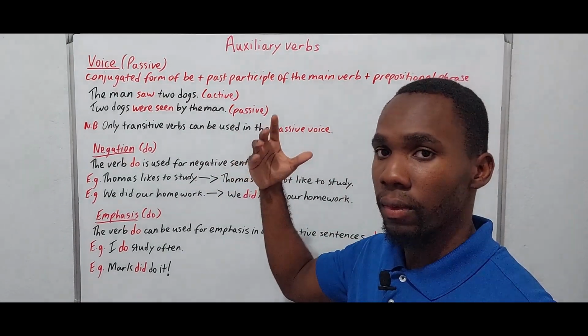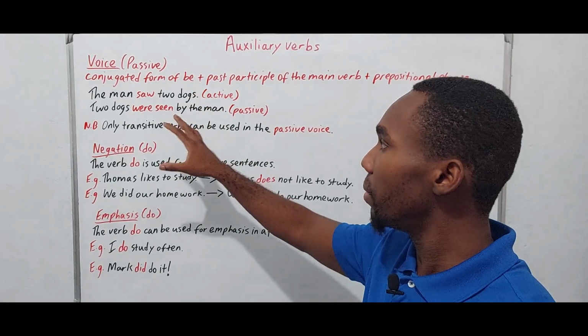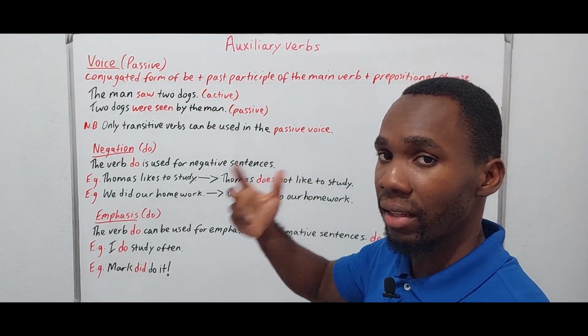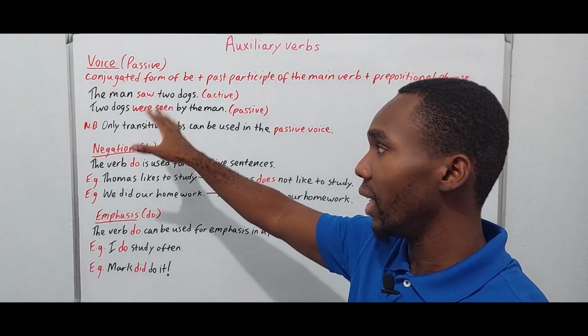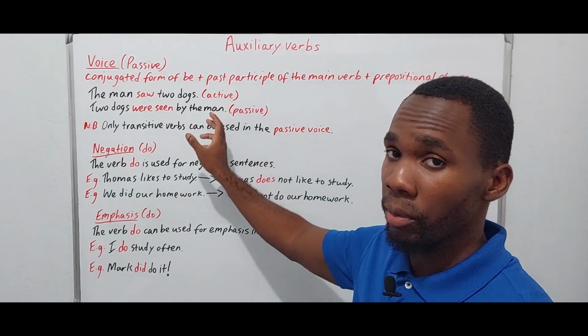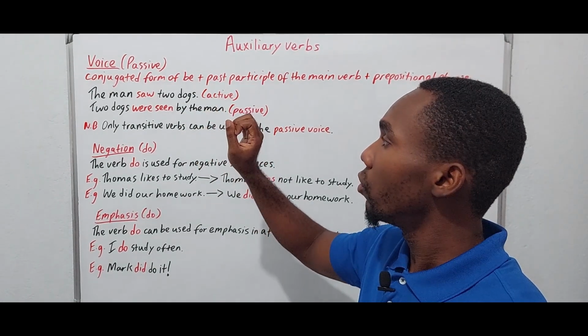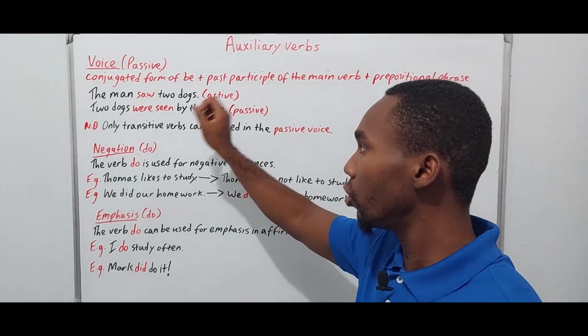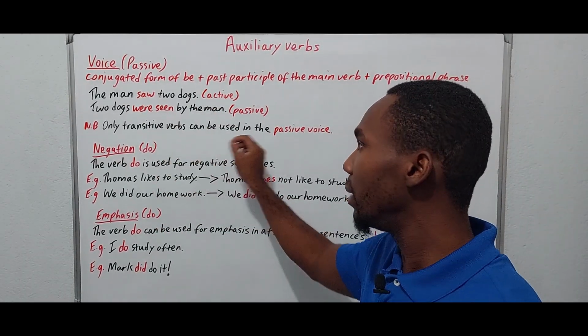Now let's look at an example. The man saw two dogs. This is a sentence in the active voice. We have the agent or subject, the verb, and then we have the object, right? So in the passive voice, the object takes subject position. So two dogs were seen by the man.